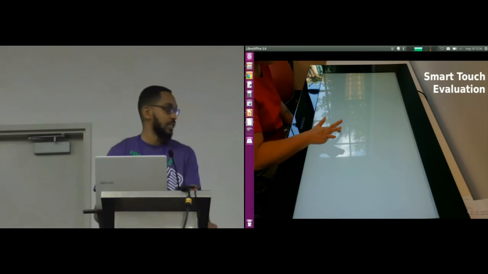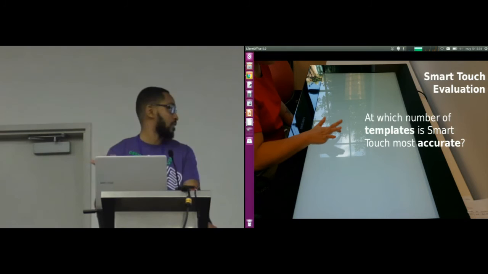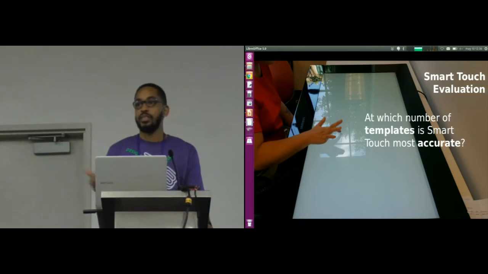We performed an evaluation of SmartTouch using the touch data collected from the 10 participants in our exploratory study of touch behavior. The first thing we have to ask ourselves is at which number of templates SmartTouch is most effective. We did an analysis of that, and we discovered that at 30 templates, we were able to achieve the best performance. So that's what we used.